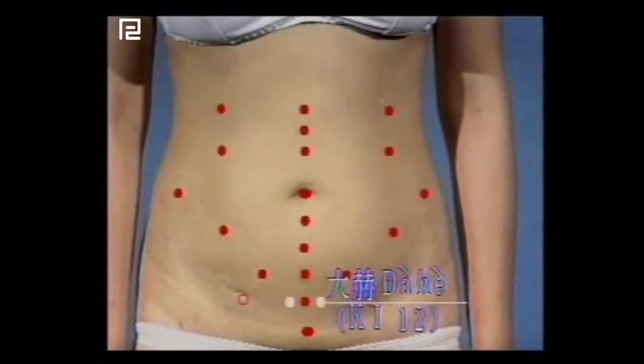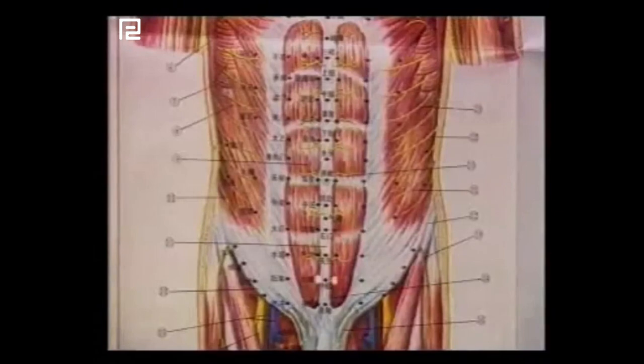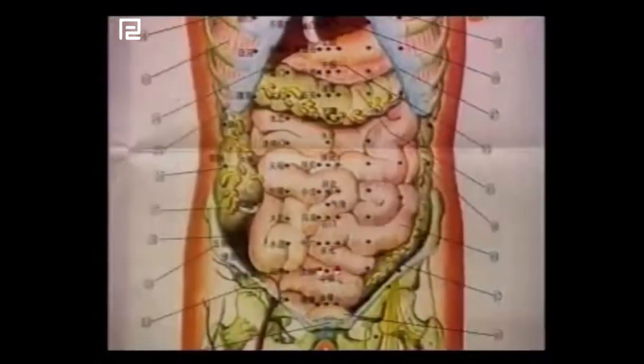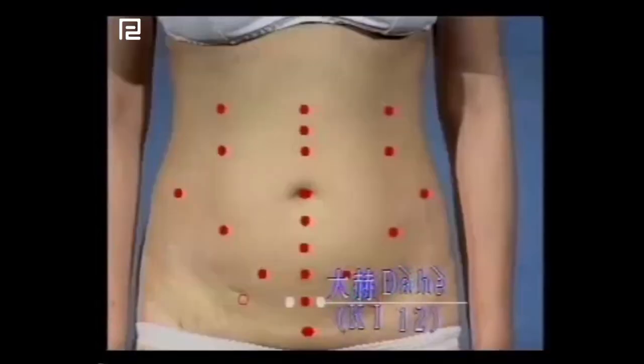Da He. Location: on the lower abdomen, 4 cun below the center of the umbilicus and 0.5 cun lateral to the anterior midline. Indications: pain in the lower abdomen, seminal emission, pain in the external genitalia, abnormal menstruation, dysmenorrhea, leukorrhea. Methods: puncture 0.5 to 1 cun, moxibustion 3 to 5 cones or 5 to 10 minutes.